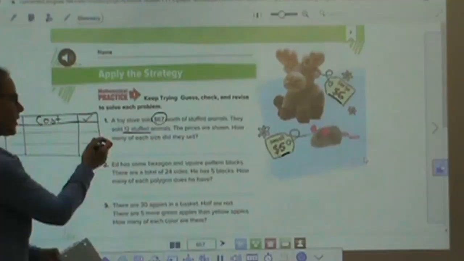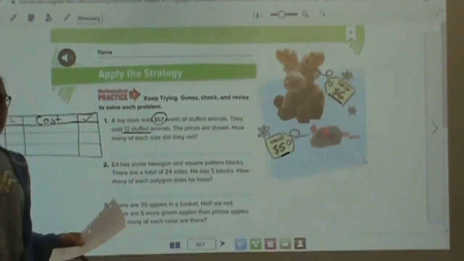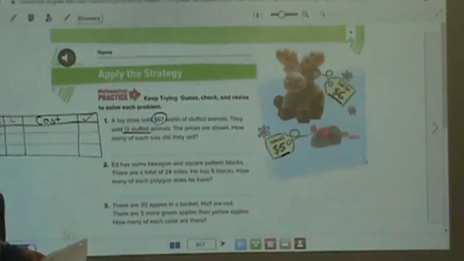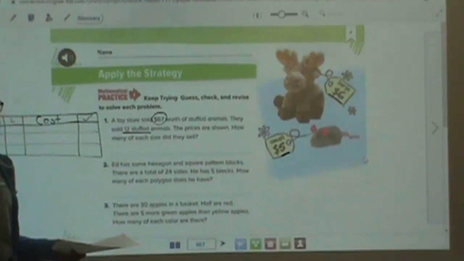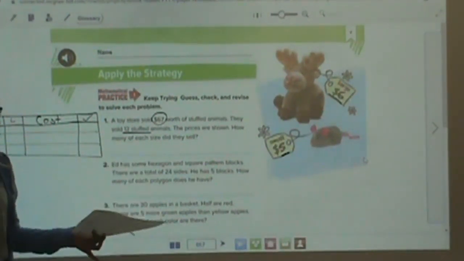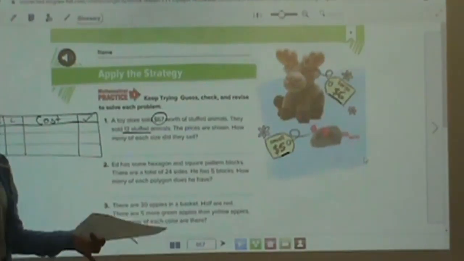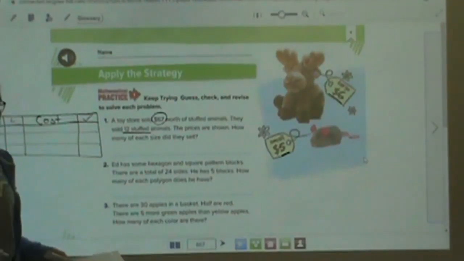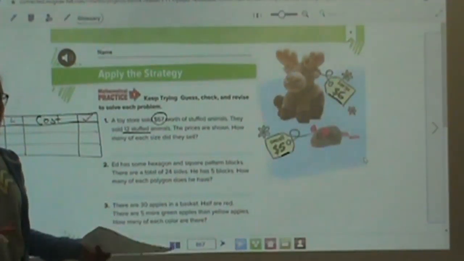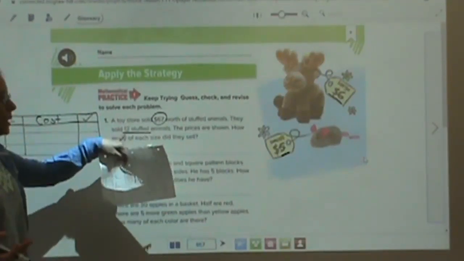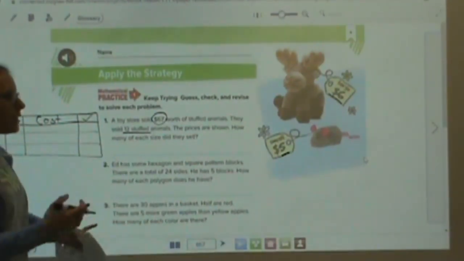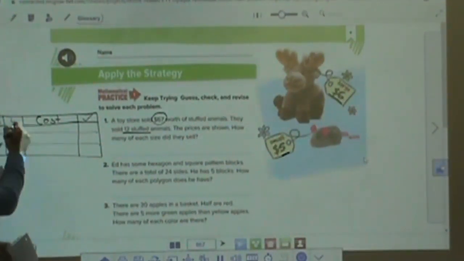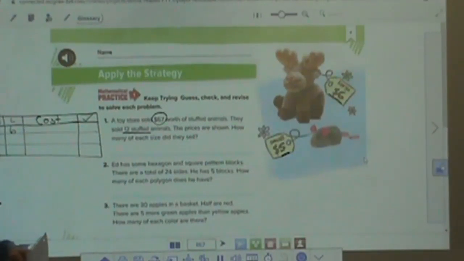Now I also want to think about that I have to have 12 stuffed animals. So I have to do a combination of numbers that equal 12. My small and large have to equal 12. I can't guess like 5 and 10 because that will be a total of 15 stuffed animals. I can't guess 2 and 3 because that will be a total of 5 stuffed animals. So let's start with our guess of 6 and 6. 6 small and 6 large stuffed animals. That would equal a total of 12 stuffed animals. Let's try and figure out how much that cost. Put a 6 here for your small, a 6 here for your large.